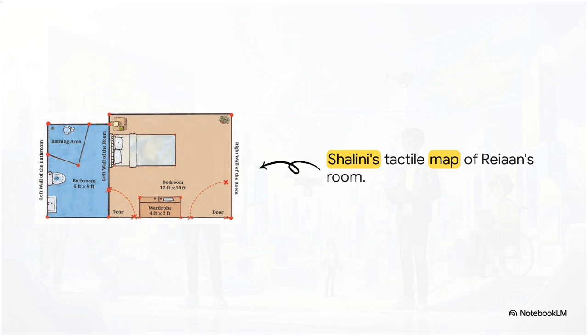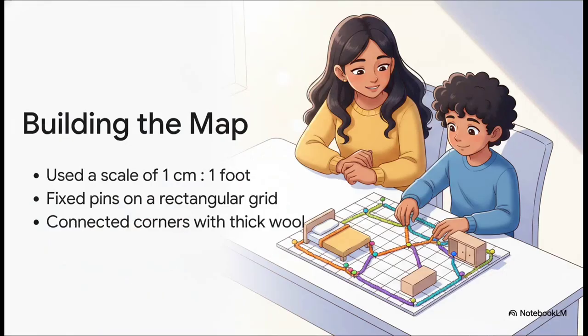But his sister, Shalini, who had actually just finished learning coordinate geometry in grade 9, had a total light bulb moment. She decided to use the exact same math we're talking about to build a tactile floor plan of his brand new room. By taking all that abstract math and turning it into a physical grid, Shalini completely empowered her brother. She used a really simple scale. 1 centimeter equals 1 foot.